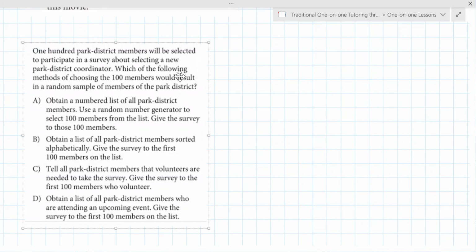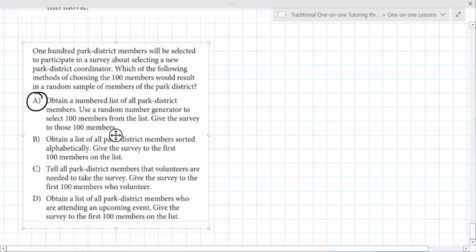So it's asking me what is the best way to get 100 members for a random survey of the park district, right? Yeah, they're saying they have to select 100 people, and they want to do it in a way where it's random as best you can. I'd say A is the best one because A is using random. Yes, A is correct. Good.